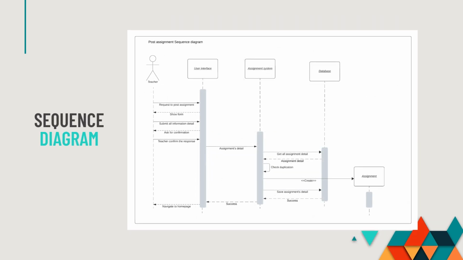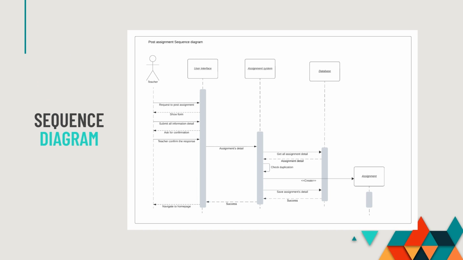In the sequence diagram, we have about 9 diagrams, but we decided to choose the post-assignment sequence diagram to show as an example. This diagram consists of 13 messages and 4 participants. At first, before posting an assignment, the teacher needs to press the button in the software, which is the show form message. Second, after filling in all the information, the software will ask for confirmation.